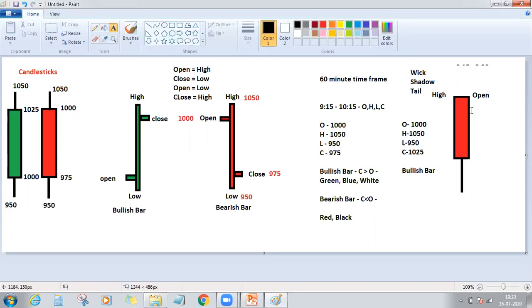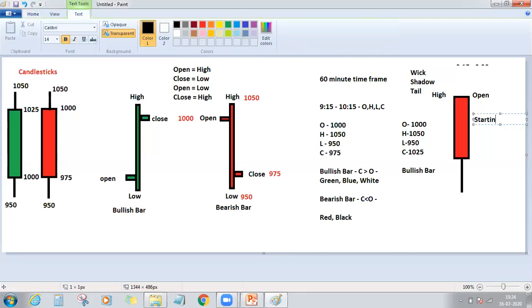But what is it telling you? What is the psychology behind this kind of pattern? This is telling you that starting from 9:15 a.m., bears were so strong. So starting from 9:15 a.m. or whichever time interval you are considering, starting from that time interval, bears are so strong.